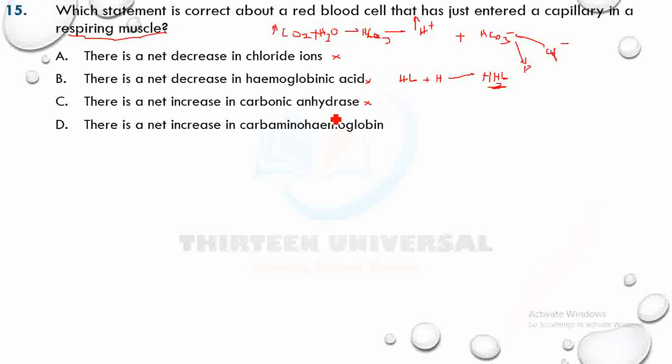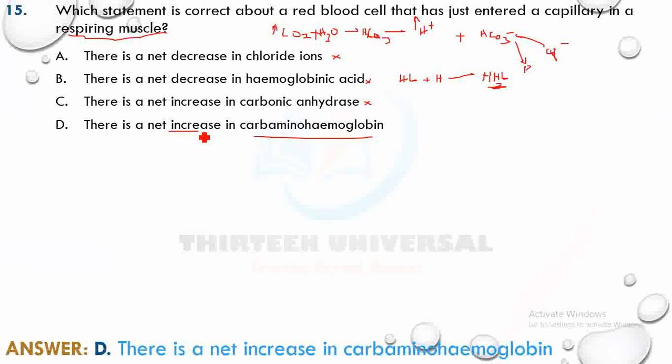D says there is a net increase in carbaminohemoglobin. Yes, if you have an increase in CO2, more CO2 binds to the terminal amine group of hemoglobin, forming more carbaminohemoglobin. So this is correct. So D is the answer.